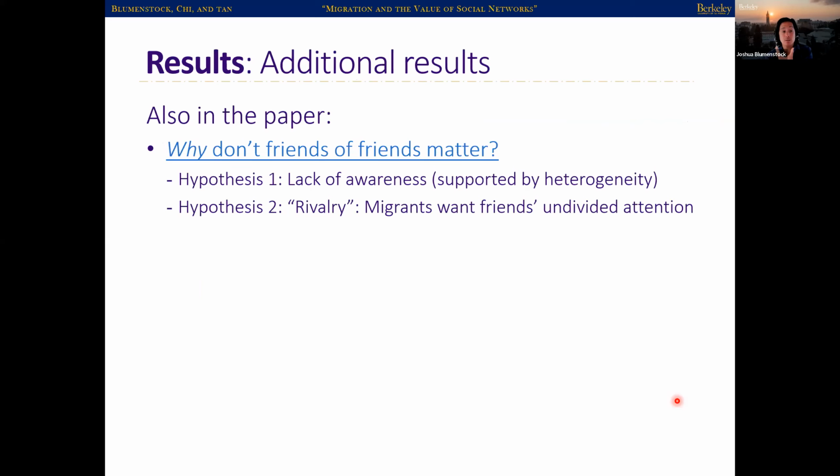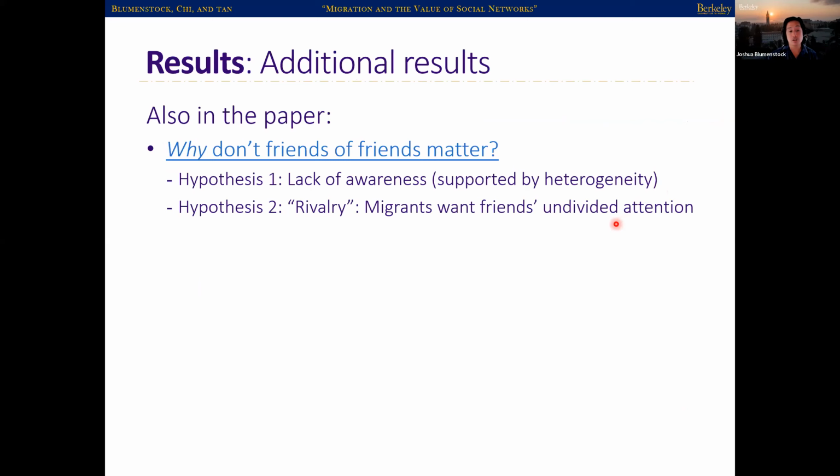A lot of the paper looks at why this friends of friends effect is negative or insignificant. I think two things intuitively make sense. It may just be that people are unaware of the extent to which their friends have lots of friends in the destination.